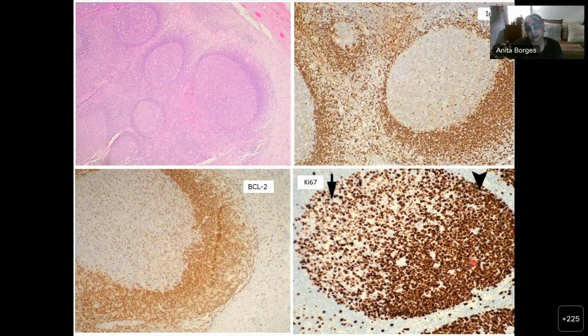Also, I told you that there is a zonation within the follicle center. This is a Ki67, and you see that the lighter part shows less Ki67, and the denser area shows a lot of Ki67. So this is one area which is very proliferative, and you know what is going on in germinal centers. There is a differentiation of cells.